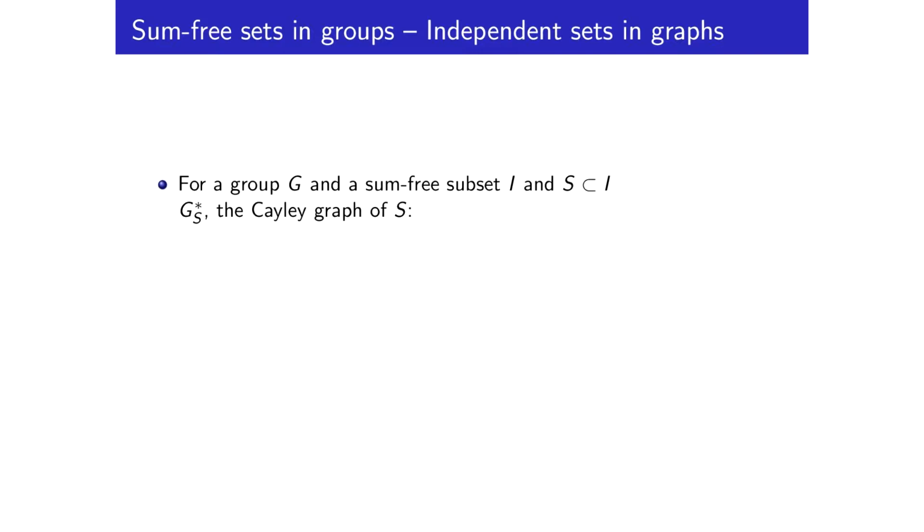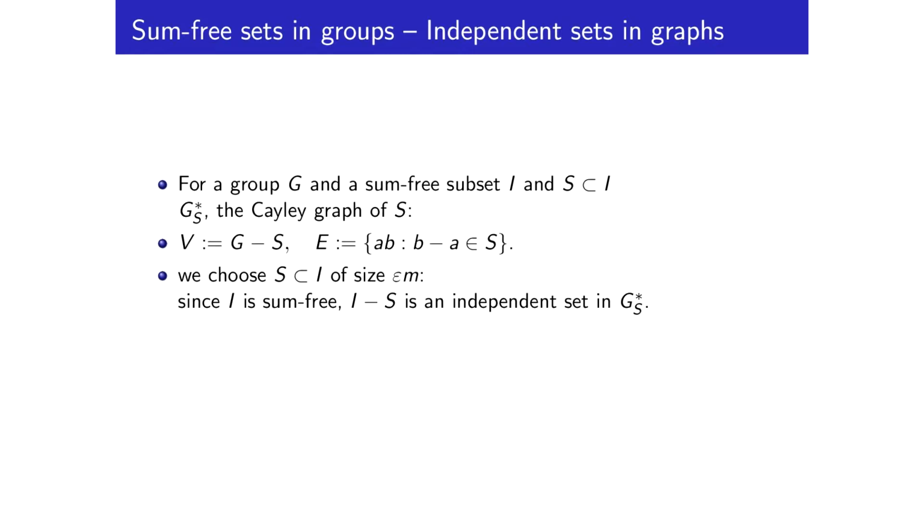Let's try to explain a little bit how independent sets in graphs correspond to some subsets of groups. So let G be a group, and S be some subset. Then we define G_S the following way. The vertex set of the graph should be G, and the edge set should be that we connect two elements of the group if their difference is in S.